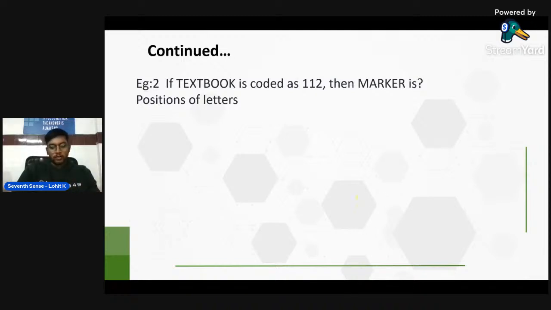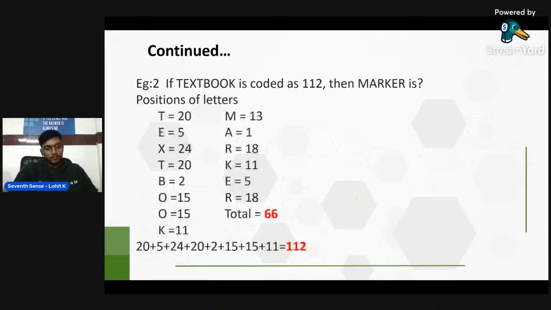What you have to do is take the addition of all the original numbers: 25, 24, 22, 15, 15, 11. Like that they get the answer as 112. So do the same thing for marker here: 13 plus 1, 18, 11, 5 and 18. What is the total you're going to get? That is 66. Now the same question, I will just change it. So try to tell me the answer for that.